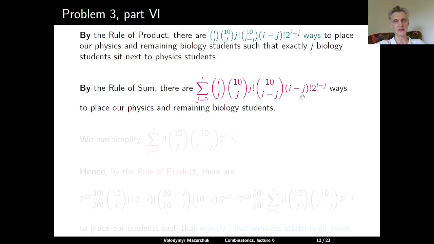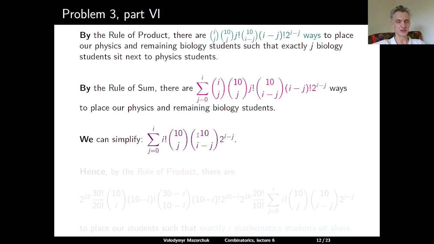So here we can see that we can simplify. We have j factorial here, and there will be j factorial in the denominator for 10 choose j. Similarly, (i minus j) factorial and (i minus j) factorial in the denominator for 10 choose i minus j. So we can simplify this expression to the sum over all j from 0 to i of i factorial, 10 choose j, 10 choose i minus j, and 2 to the power i minus j. This is about placing physics and remaining biology students.